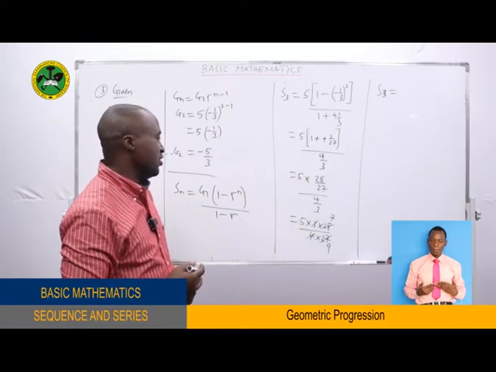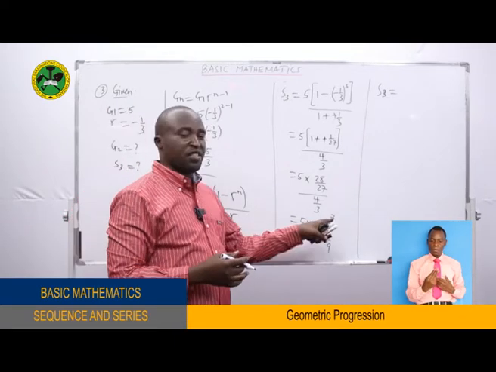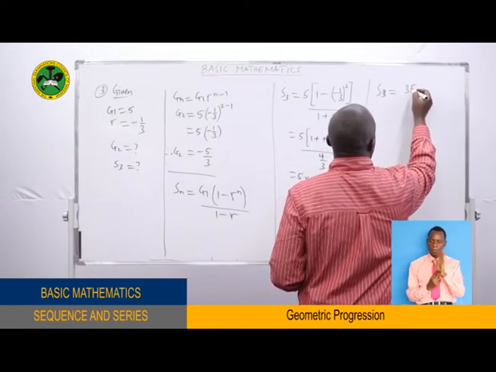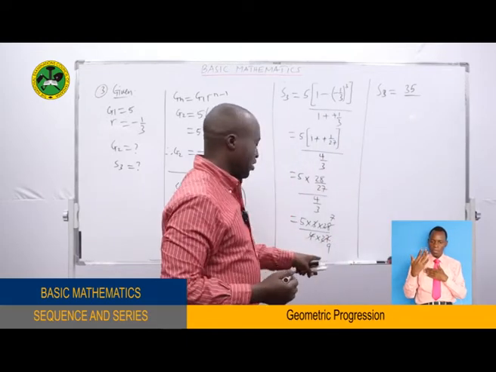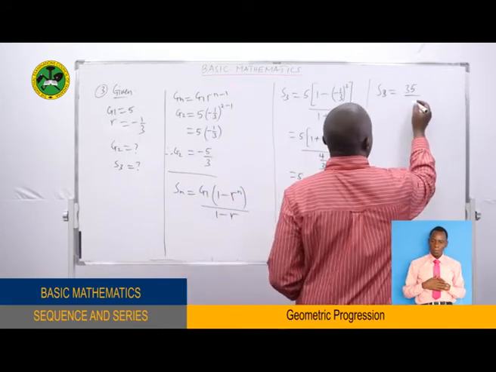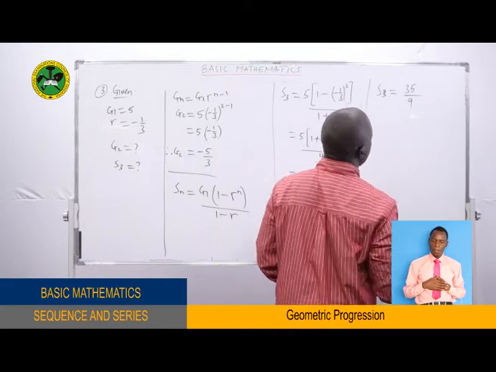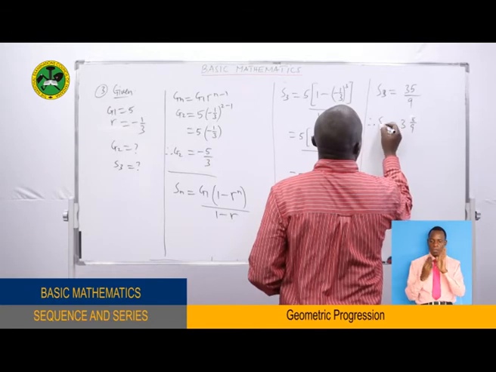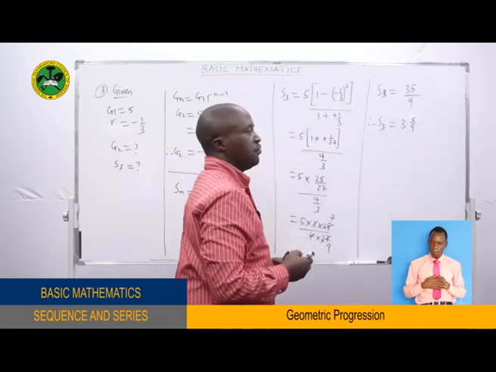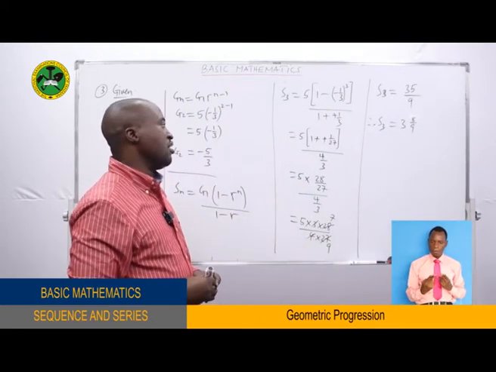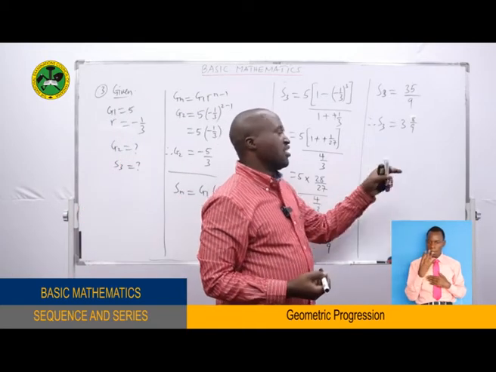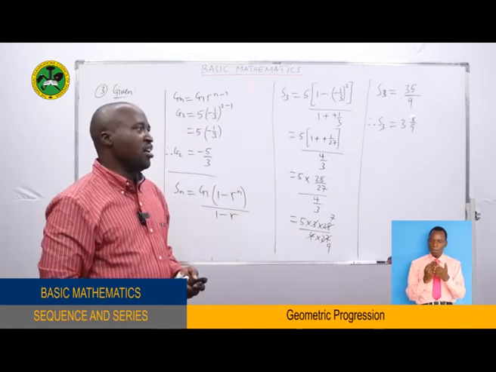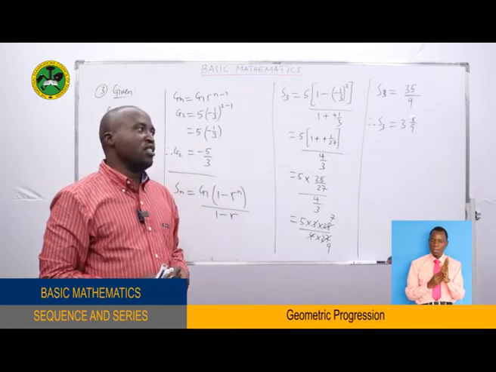So in this case, S of 3 will be equal to 5 times 7, we have 35 over 9. Or in mixed number, S of 3 is the same as 3 and 8 over 9. Now, let us proceed with the geometric mean.